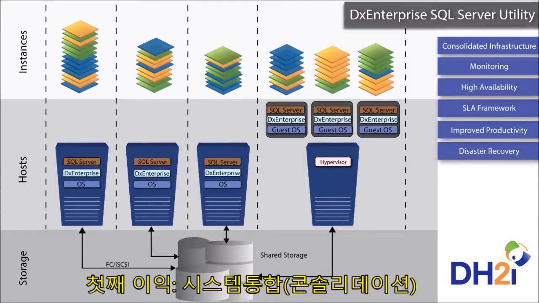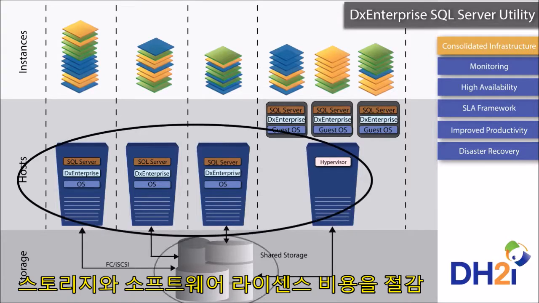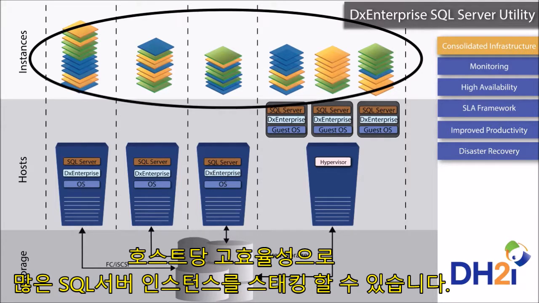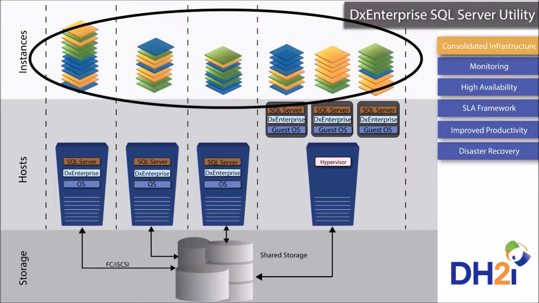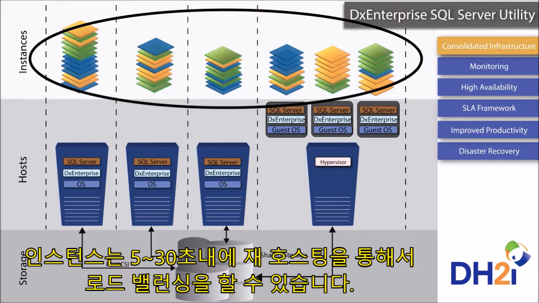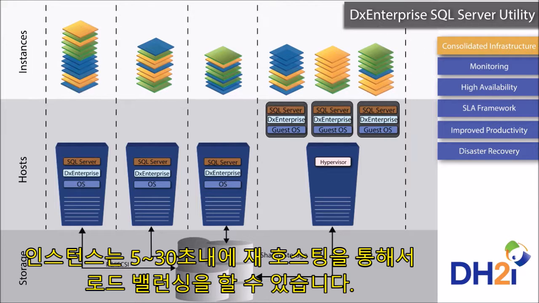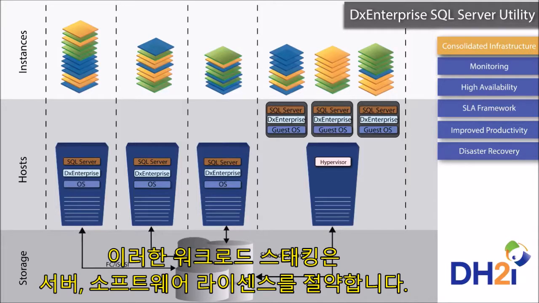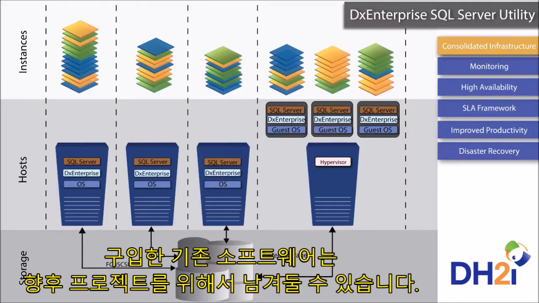The first benefit of DxEnterprise is consolidated infrastructure. This reduces your spend on servers, storage, and software licenses. DxEnterprise allows for the ability to confidently stack many SQL Server instances to higher levels of efficiency on a given host, since instances can be load balanced via rehosting in 5 to 30 seconds. DxEnterprise makes onboarding easy. Any existing workload can easily be put under DxEnterprise management and be quickly made portable. This low-risk stacking reduces the amount of servers and software licenses you need to buy and frees up existing software licenses for future projects.